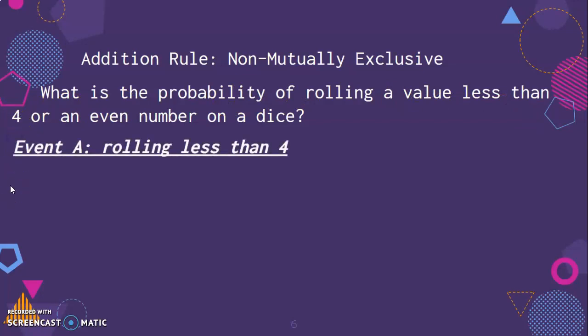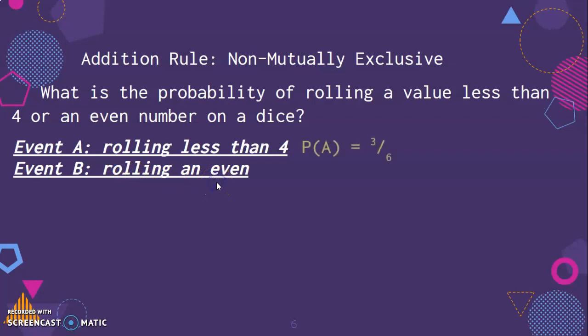So like before, we define our events. Event A is rolling less than 4, and event B is rolling an even. The probability of rolling less than a 4 is our 3 numbers less than 4 over the 6 total outcomes possible. The probability of rolling an even is the 2, 4, and 6, like we talked about before, over the total number of outcomes in rolling a dice.